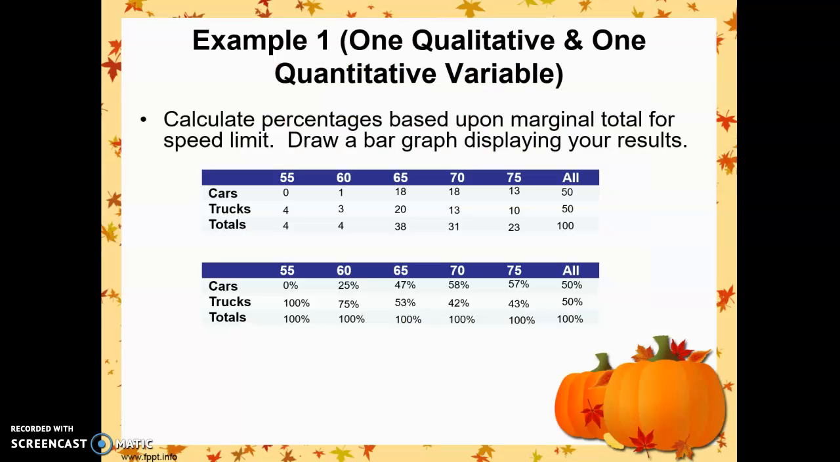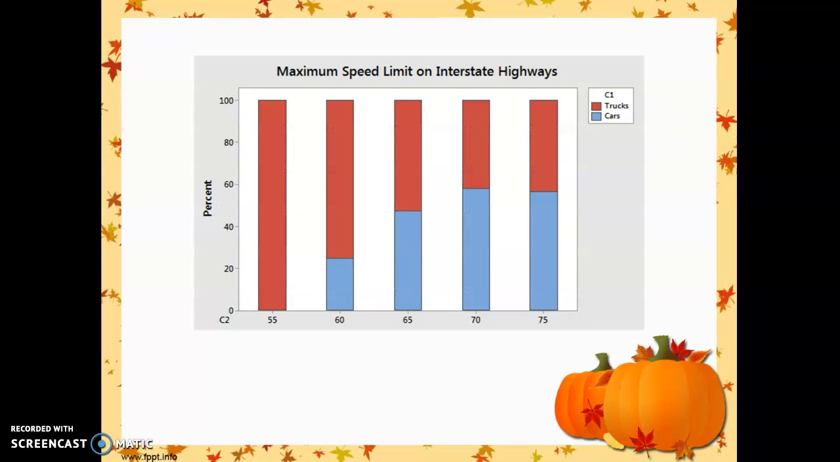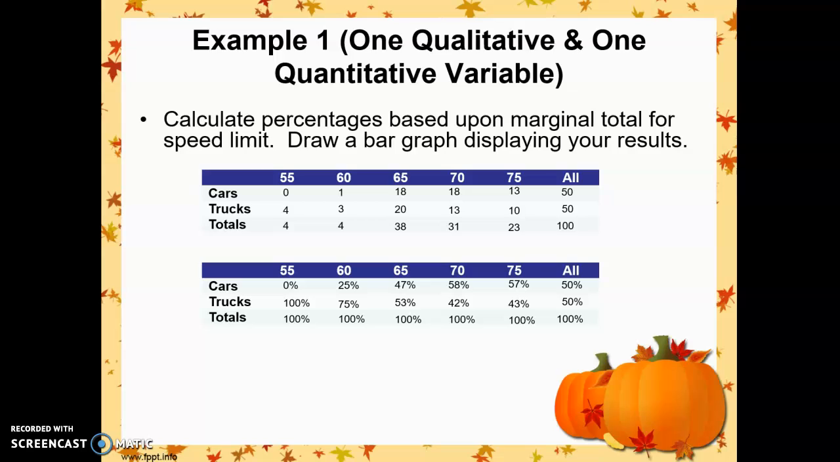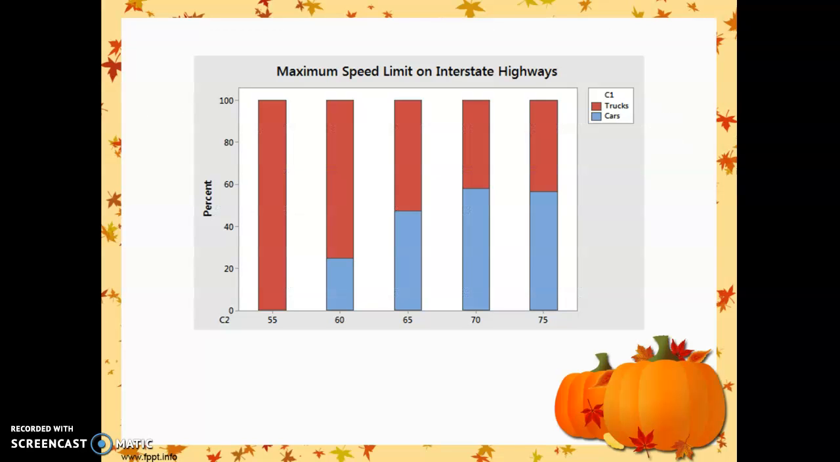For 65, let's go back to our table again. We had 47% that were cars, 53% that were trucks. So notice the blue bar reaches a height of 47%. And then if you add the 53% to that, then that takes the red bar to the height of 100%. For 70, 58% were cars. So notice the blue goes to a height of 58%, which means the remaining 42% is for trucks. And the same for 75.